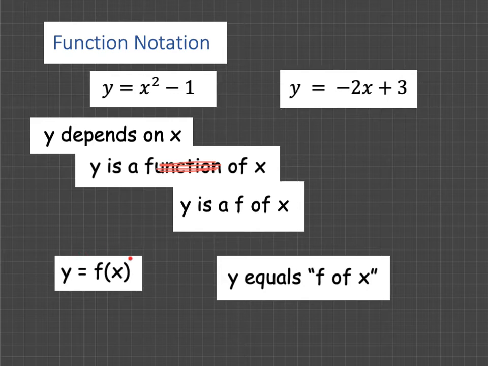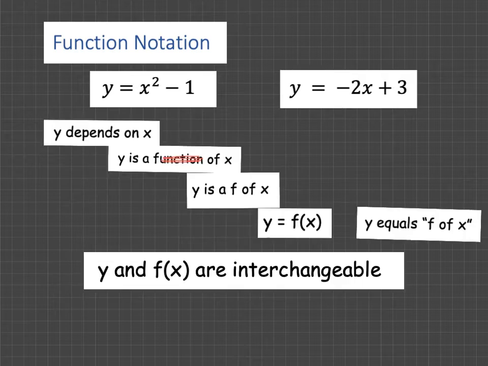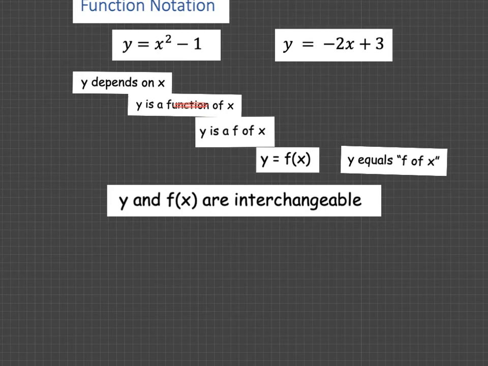So when we see this notation, this is how we say it: y equals f of x. And what it means is that y is a function of x, and y depends on x, and the equation is a function. So the biggest takeaway from this is that y and f of x are interchangeable if y is equal to a function of x. That means that we can rewrite the equations that we've identified as functions by saying f of x equals x squared minus 1 and f of x equals negative 2x plus 3.